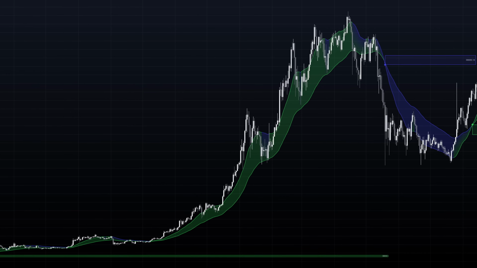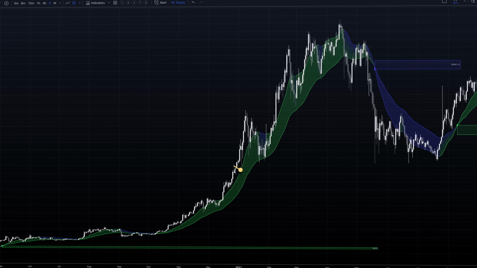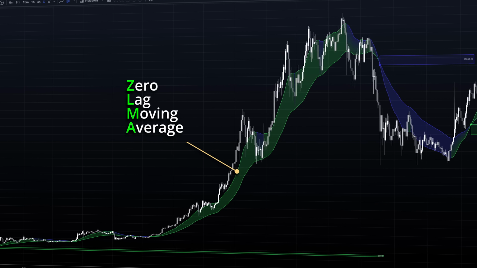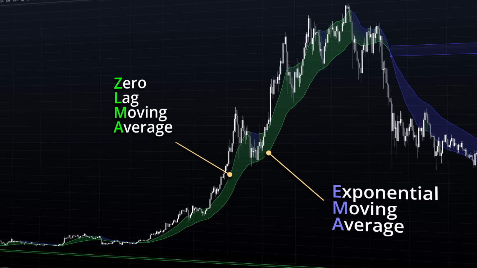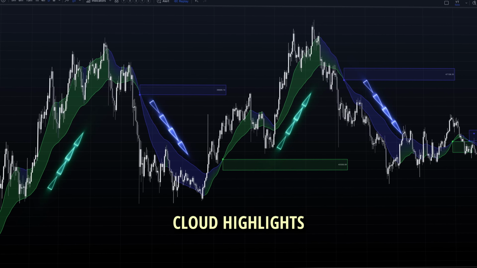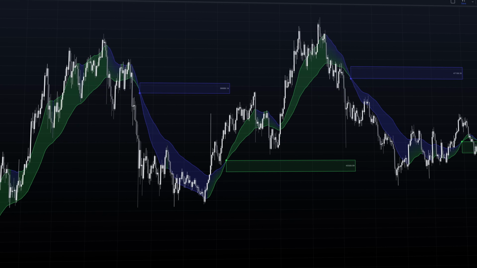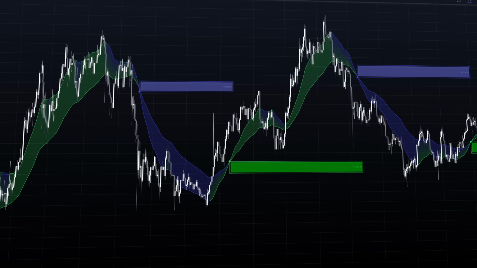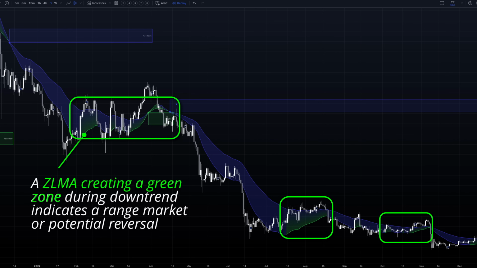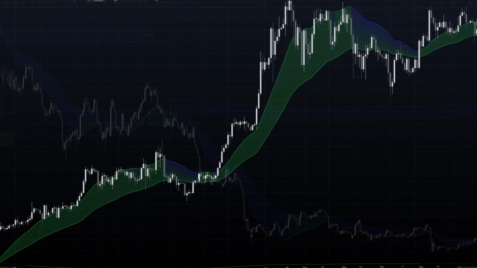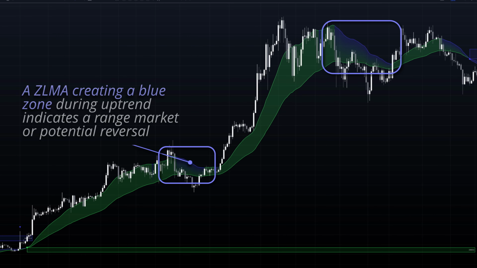This indicator combines a zero-lag moving average, ZLMA, with a standard exponential moving average, EMA, to deliver a dynamic view of market trends. A color-changing cloud highlights shifts in trend momentum, while trend-level boxes mark key price zones where reversals may occur. In a downtrend, a rising ZLMA turns the cloud partially green, signaling potential weakening of the trend. Conversely, in an uptrend, a declining ZLMA turns the cloud partially blue, indicating similar weakness.